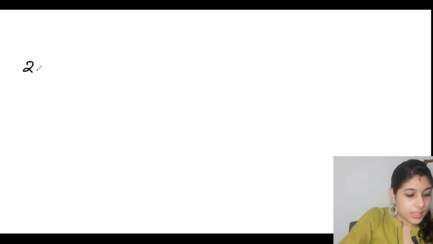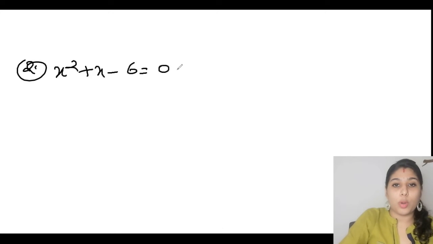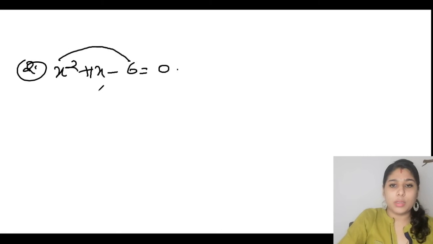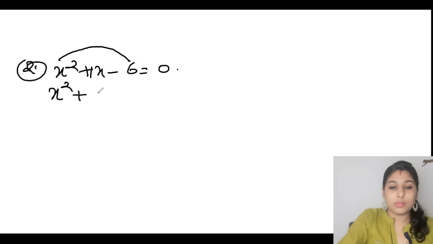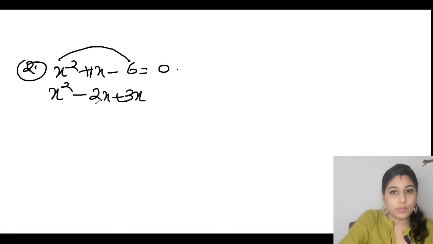Second problem, x square plus x minus 6 is equal to 0. So the product should be minus 6 and the sum should be 1. So we come to know that 3 and 2 if we take, minus 2 into 3, that is x square minus 2x plus 3x. So 3x minus 2x will be x, and also 3 into minus 2 will be minus 6, is equal to 0.